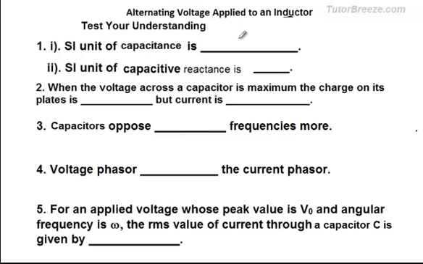SI unit of capacitance is farad. SI unit of capacitive reactance is ohms. When the voltage across the capacitor is maximum, the charge on its plates is also maximum, but the current is minimum. A capacitor opposes lower frequencies more than it opposes higher frequencies. Voltage phasor lags the current phasor. Current is ahead of the voltage.